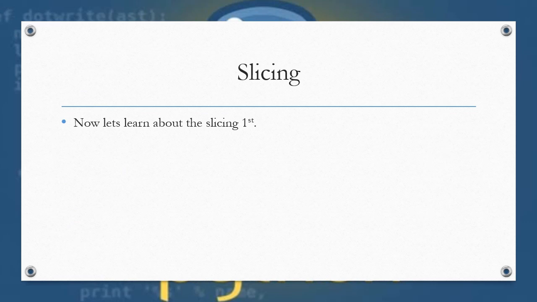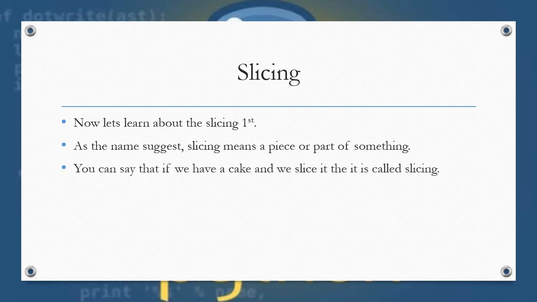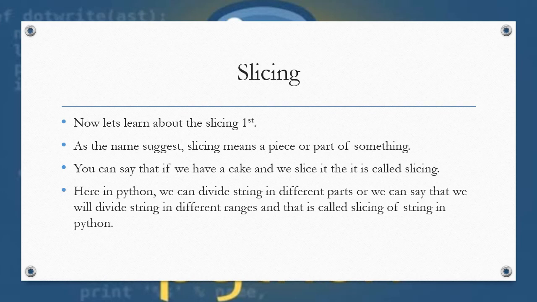Now slicing. Let's learn about slicing first, then we will learn about string slicing. As the name suggests, slicing means a piece or a part of something. You can say that if we have a cake and we slice it, then it is called slicing. Here in Python, we can divide a string in different parts or ranges, and that is called slicing of a string in Python.